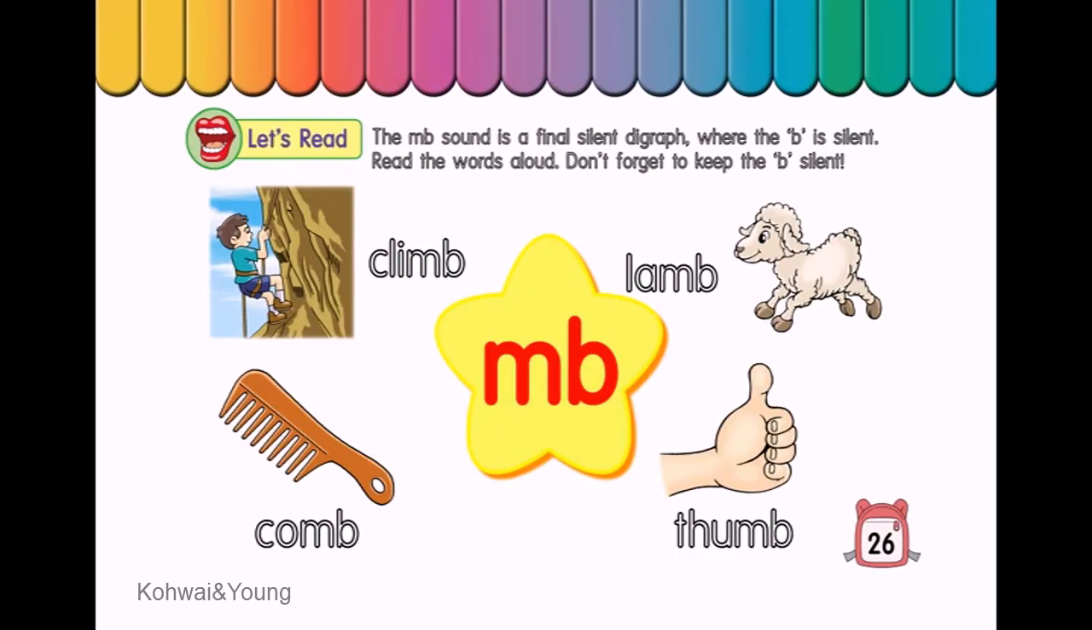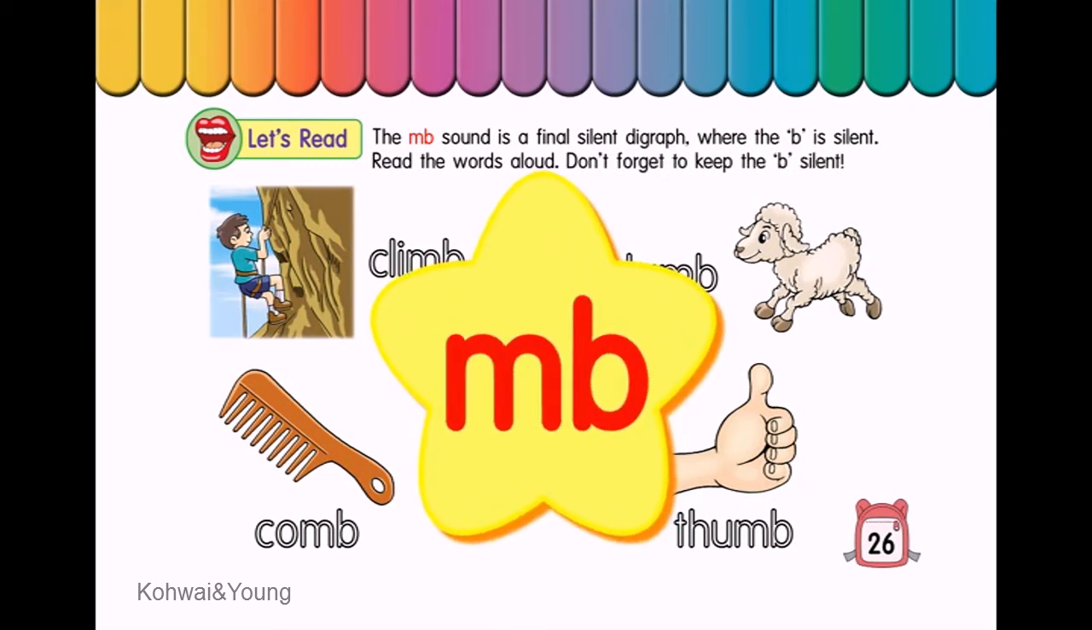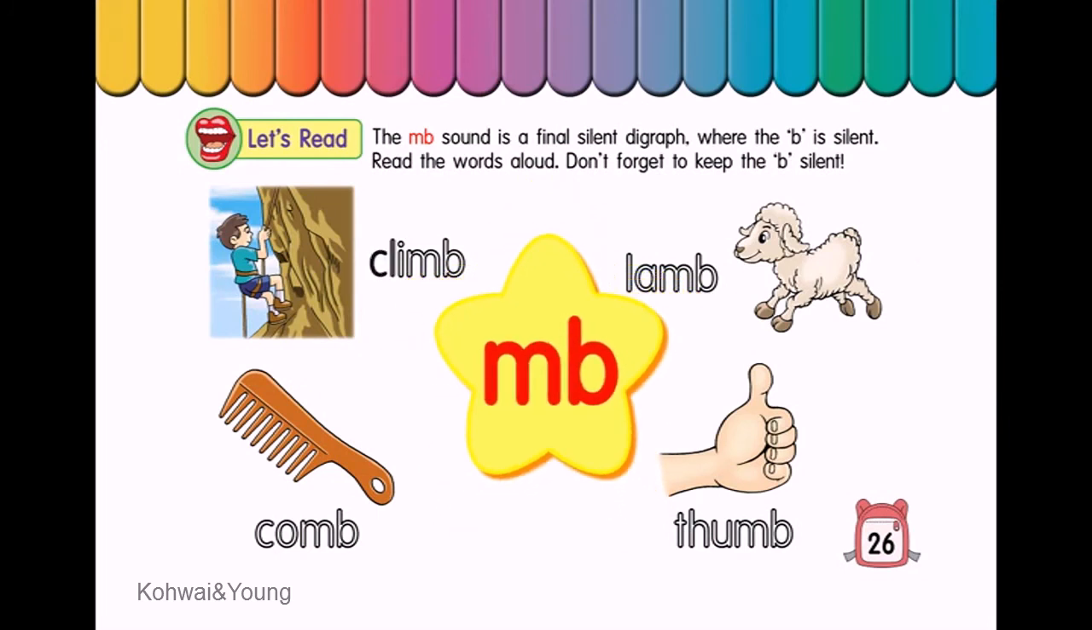Let's read. The m sound is a final silent digraph where the b is silent. Read the words aloud. Don't forget to keep the b silent. Climb, comb, lamb, thumb.